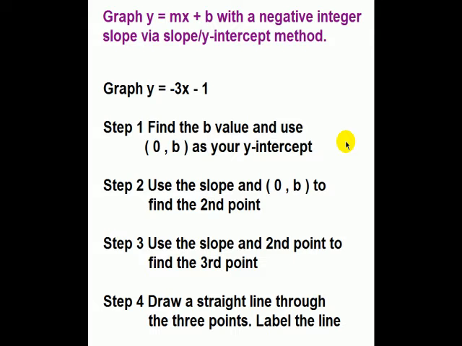Step 1. Find the b value and use 0, b as your y-intercept. Step 2. Use the slope and 0, b to find the second point. Step 3. Use the slope and second point to find the third point. And step 4. Draw a straight line through the 3 points, then label your line.